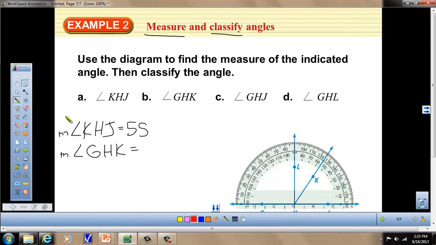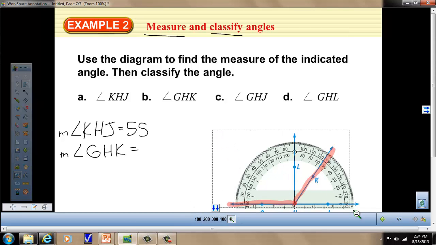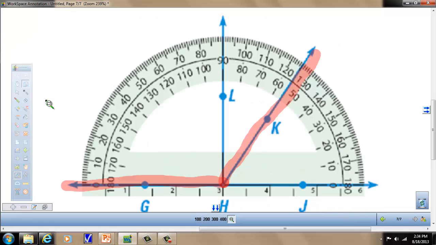GHK, if we mark this off, G is here, H is at the vertex, and K goes up this way. So if I zoom in one more time, we look at this carefully again, GHK here, we're starting on the left-hand side, so we're going to use the outer scale, and we go all the way up. This is 80, 90, 100, 110, 120.